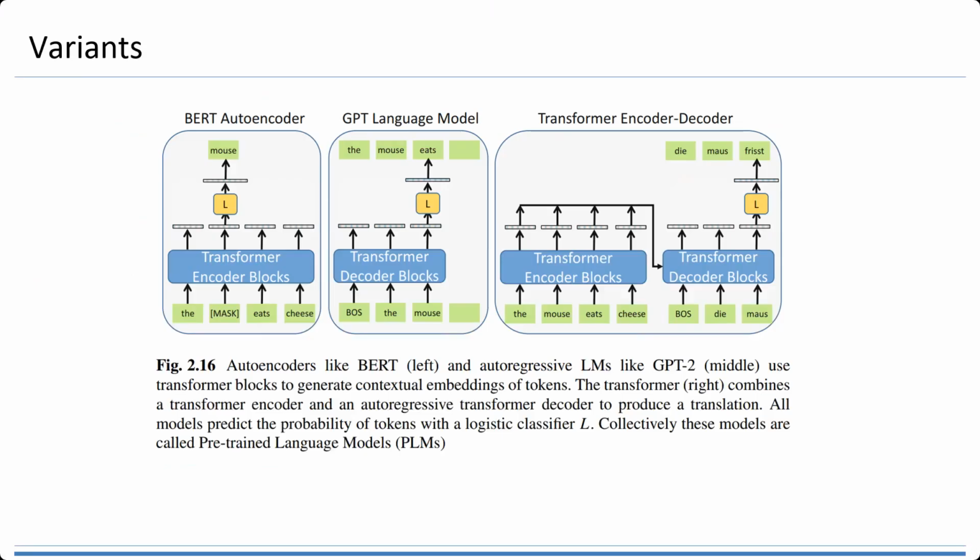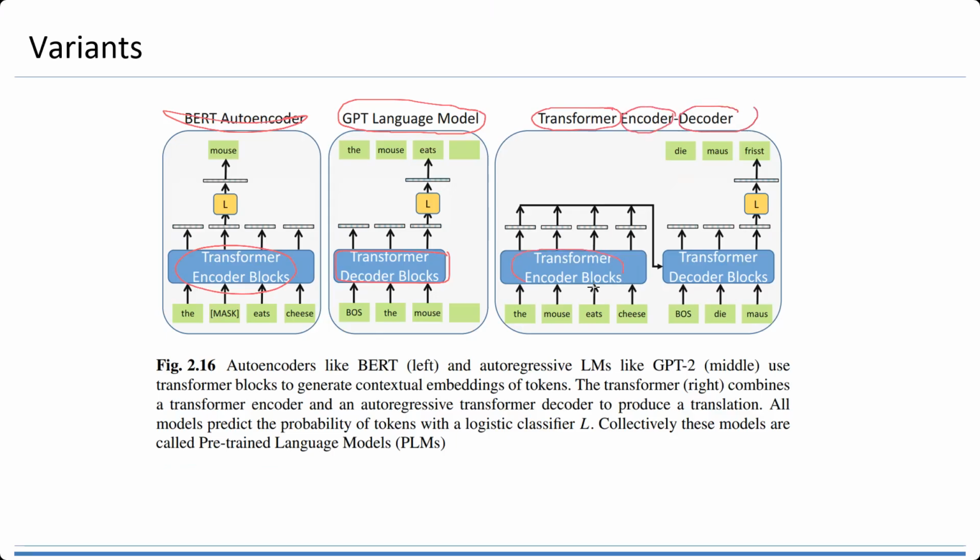Now, this is a kind of summary, so you can see the difference. When you use BERT, you will use the encoder only. When you use the GPT, you will use the decoder only. However, we learned the transformer contains both encoder and decoder.